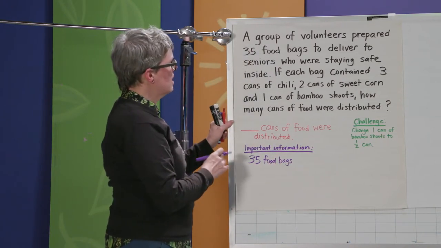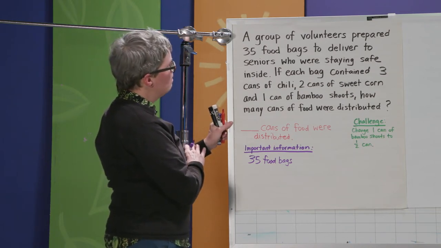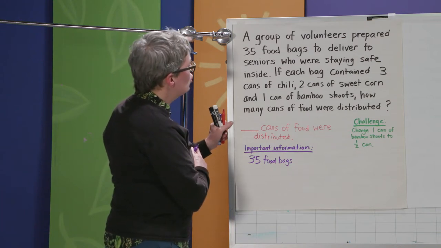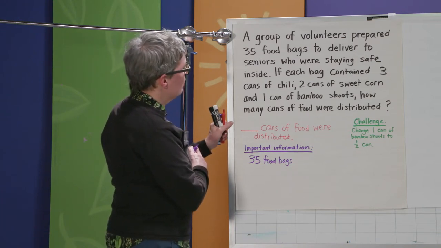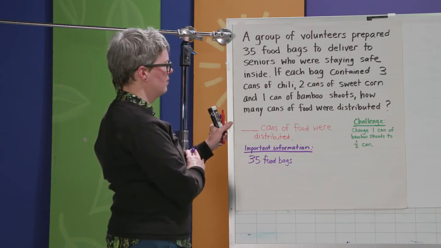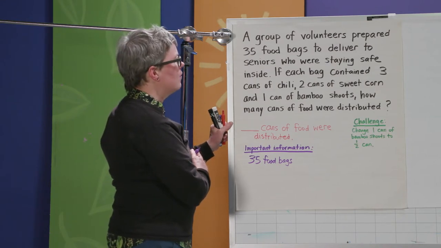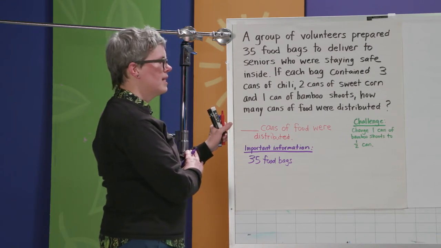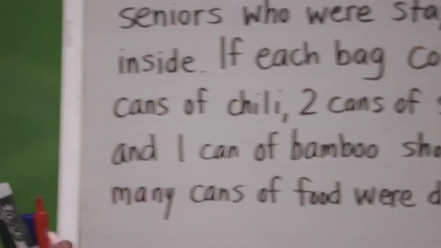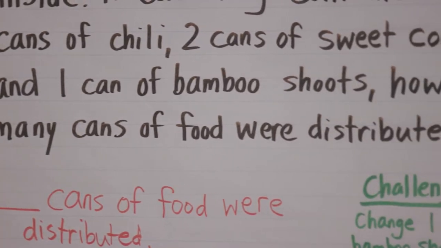To seniors who are staying safe inside. And I'm double checking that sentence. Doesn't look like there's two boxes that both have 35 food bags. There's just 35 food bags to deliver to seniors who are staying safe inside. Okay, read the next complete sentence with me. If each bag contained 3 cans of chili, 2 cans of sweet corn, and 1 can of bamboo shoots, how many cans of food were distributed?